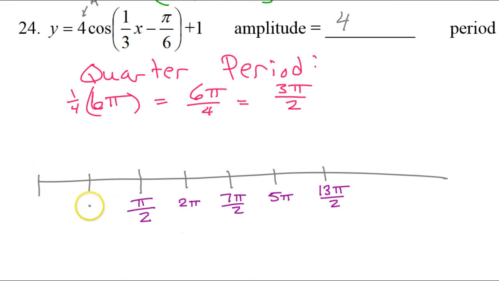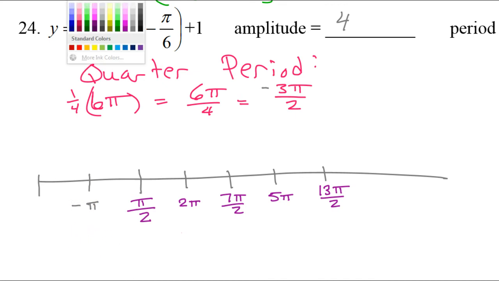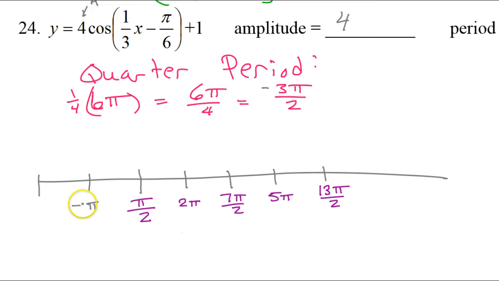Let's see what this number is. Well, as I went to the right, I was adding 3 pi over 2. So as I go to the left, I am going to subtract 3 pi over 2. So I've got 1 minus 3, that's negative 2. So this would be negative 2 pi over 2, which is simply negative pi. And I've already gone negative, so that's enough for me to see where the y-axis goes. The y-axis is always at 0, which has to be between a negative and a positive. So I'm going to put the y-axis right here.